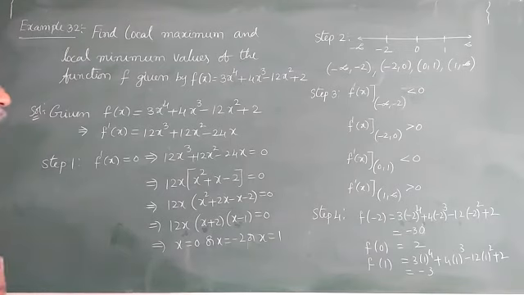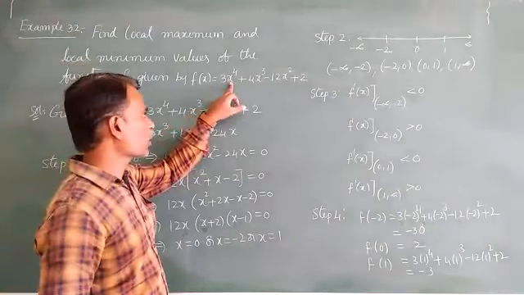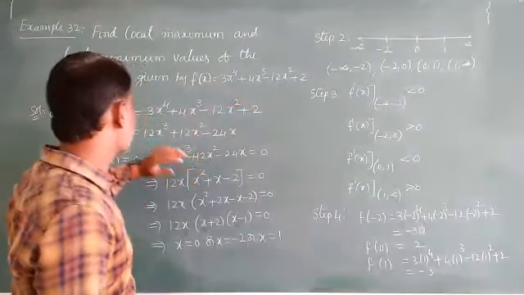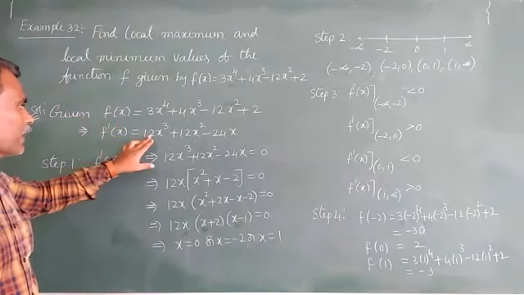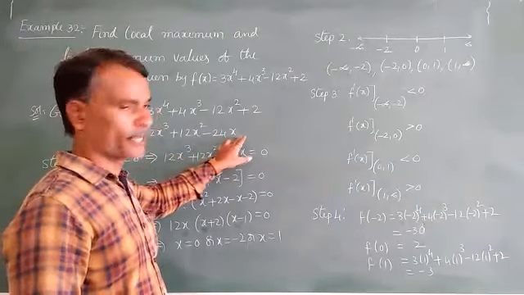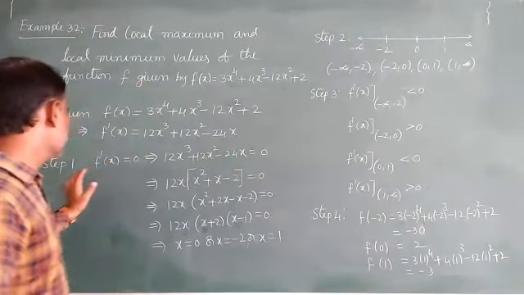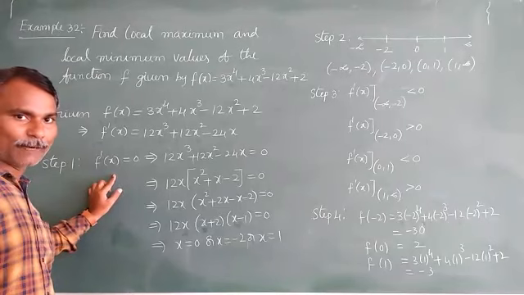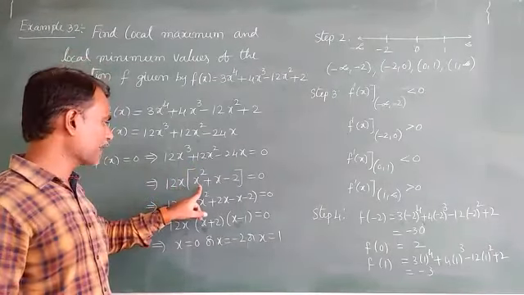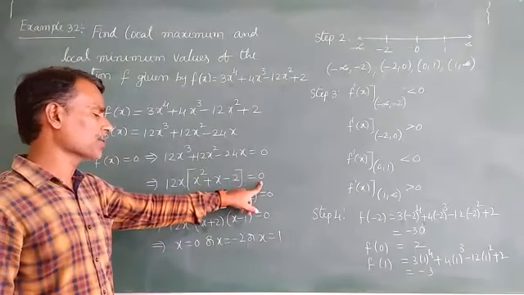Students, next, example 32. Find the local maximum and local minimum values of the function f given by f of x is equal to 3x to the power of 4 plus 4x cube minus 12x square plus 2. Okay, take the steps. Derivative of the function. What do you get? 12x cube plus 12x square minus 24x. First step, take the condition f dash of x equal to 0. In this, take 12x common, you will get x square plus x minus 2 equal to 0.